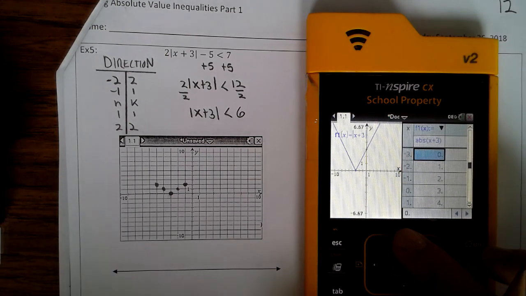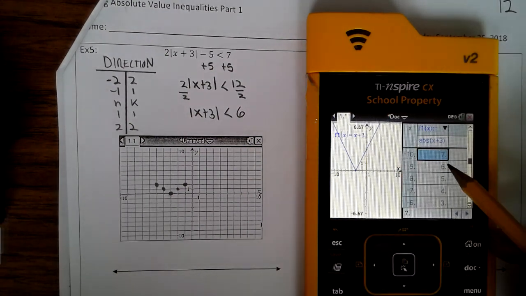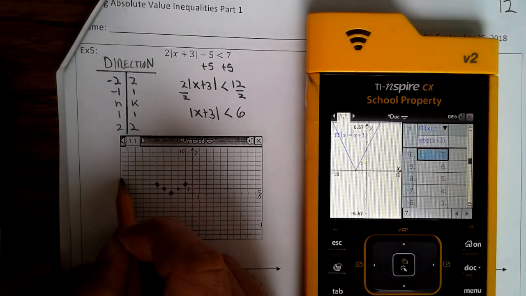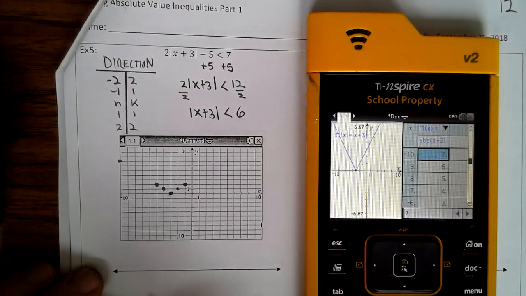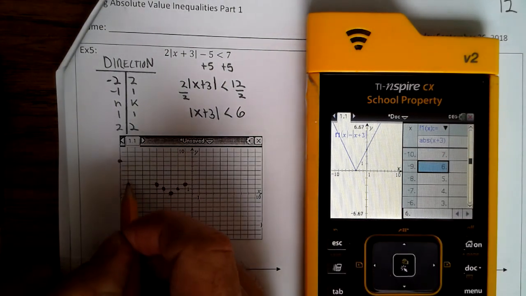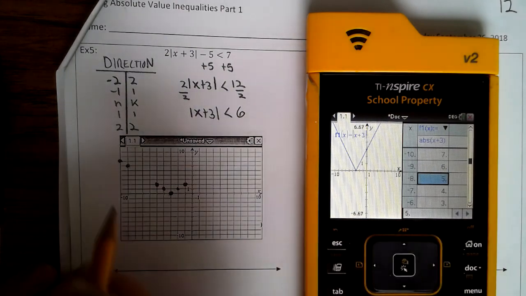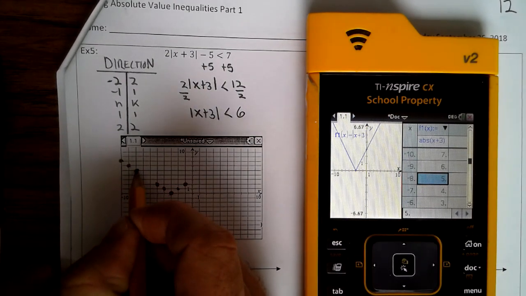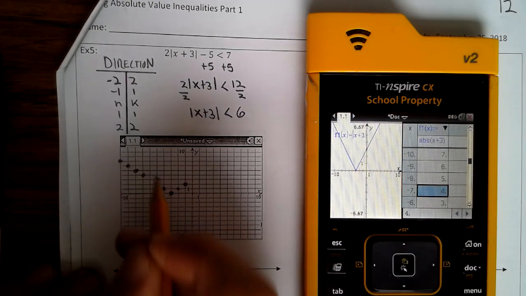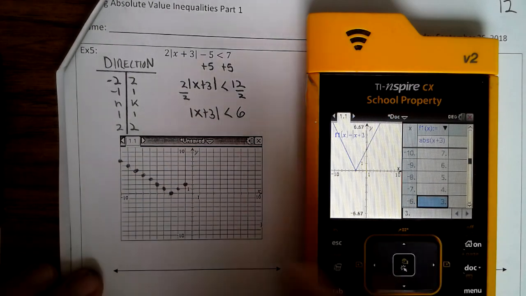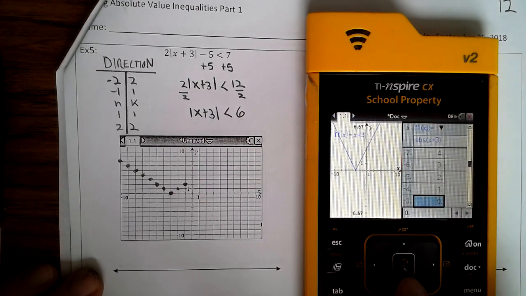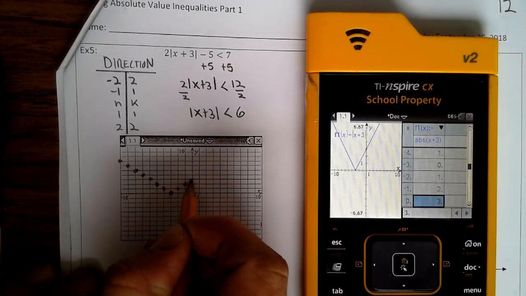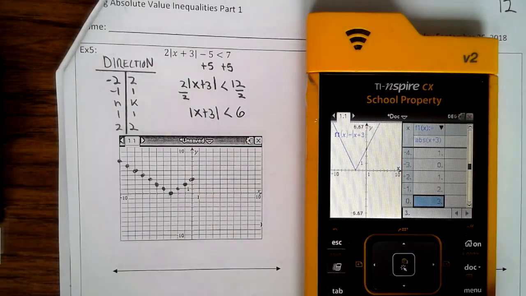Now we go all the way to x is -10. So we can graph -10, 7. So -10, 1, 2, 3, 4, 5, 6, 7. And then -9, 6. -8, 5. -7, 4. -6, 3. And that's already graphed. -5, 2. -4, 1. -3, 0. -2, 1. -1, 2. 0, 3. And by then you kind of see the shape.